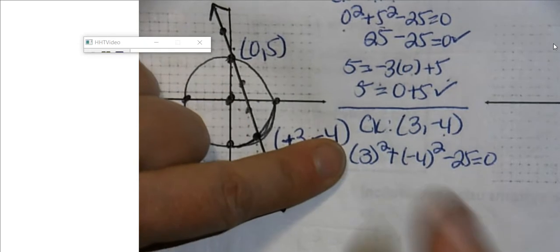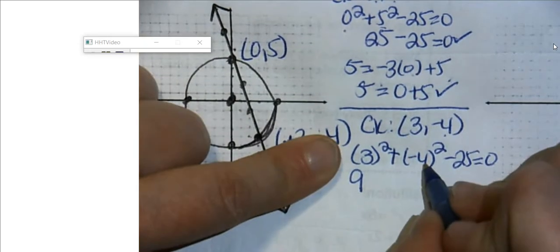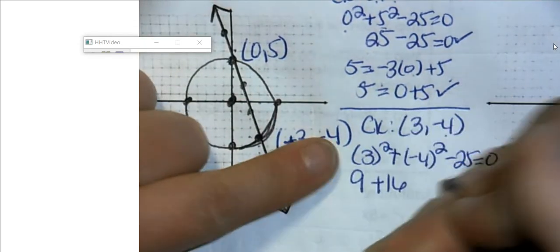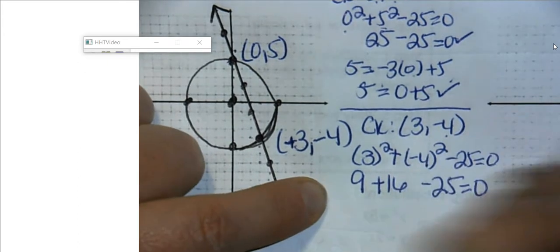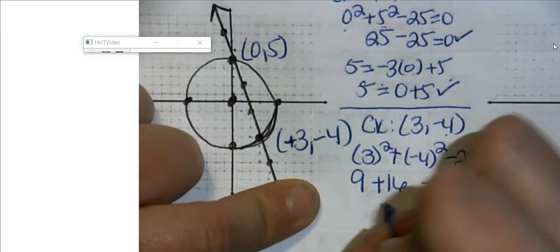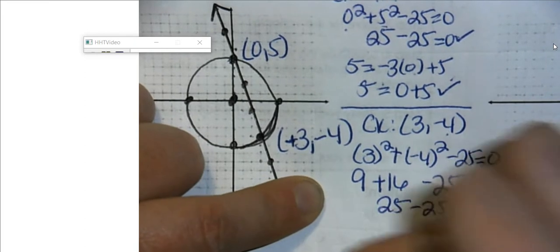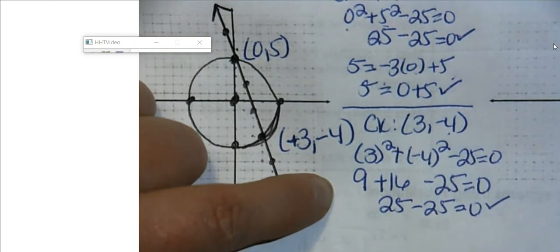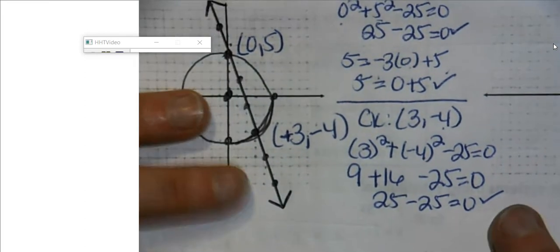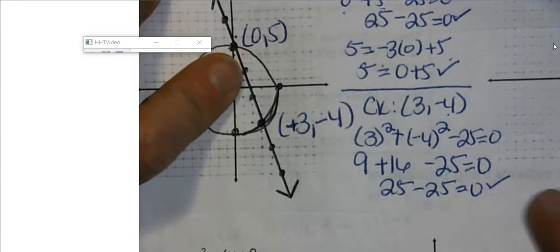So 3 squared is 9. Negative 4 squared is a positive 16. Minus 25, does that equal 0? So 9 plus 16, that's 25. And 25 minus 25 does indeed equal 0. So cool, I've already checked my first equation. And now I'm on to my second equation.